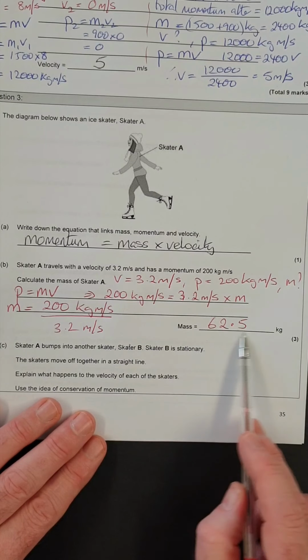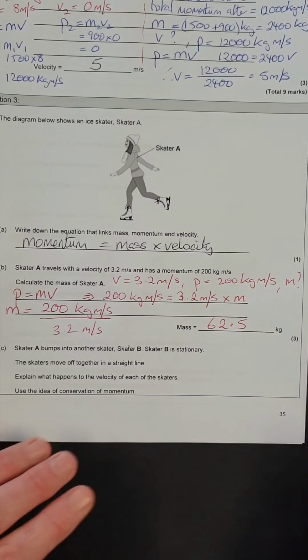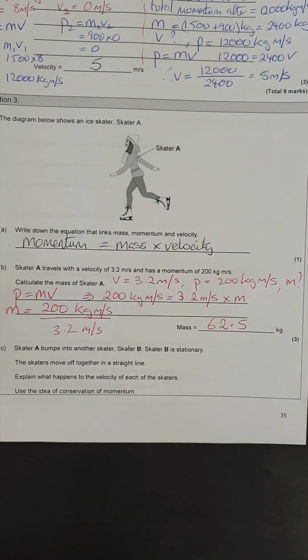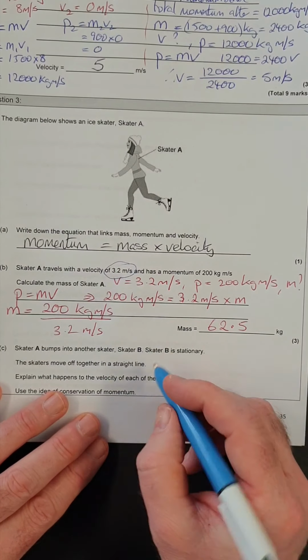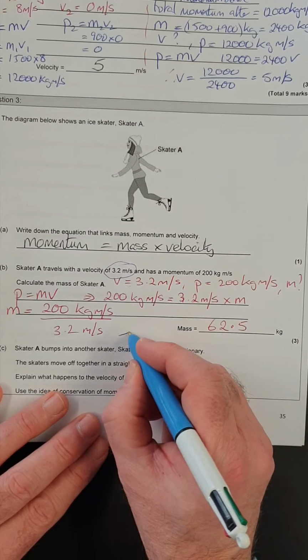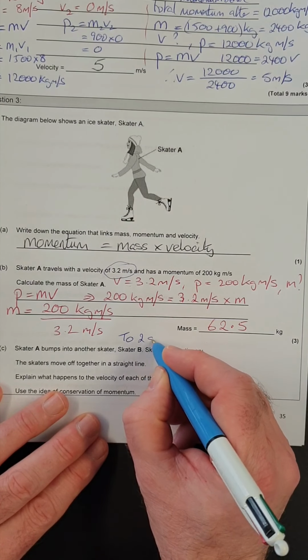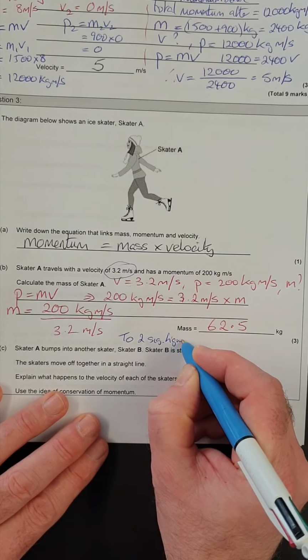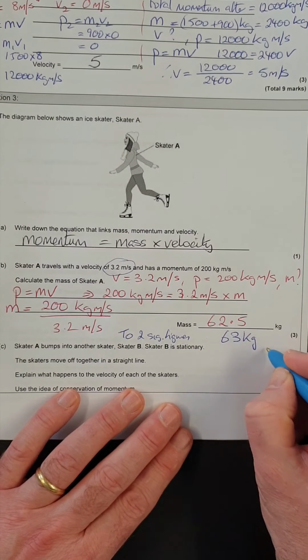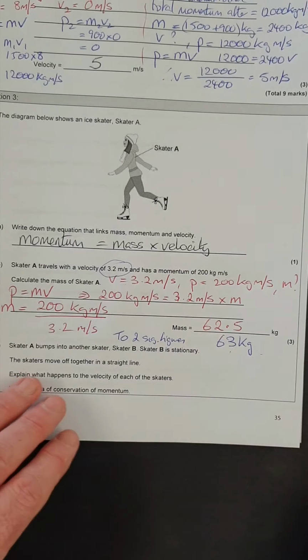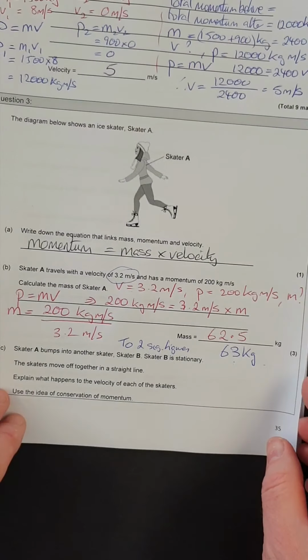Now, that's perfectly fine. I will get the marks for that answer. One thing I should notice is that, remember, the rule of thumb is I should have the same number of significant figures. So I really should write this to 2 significant figures with an answer of 63. That would be the most correct answer to give, but you would get the marks for 62.5.